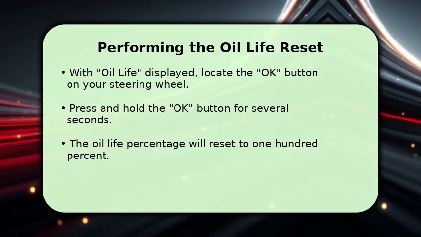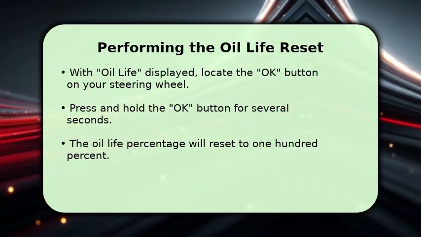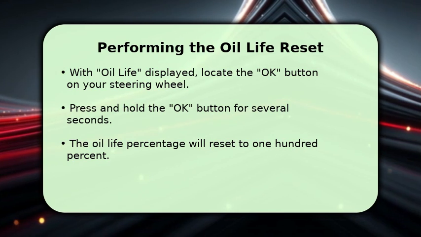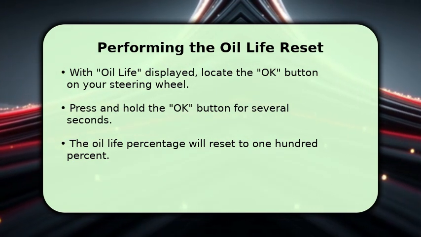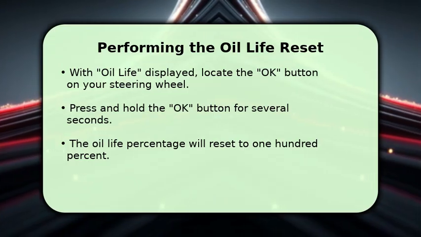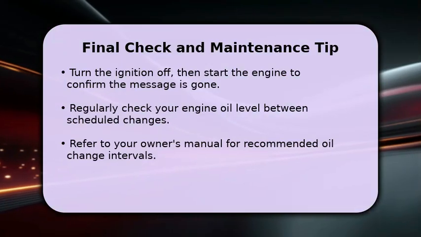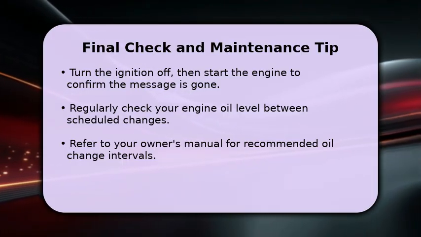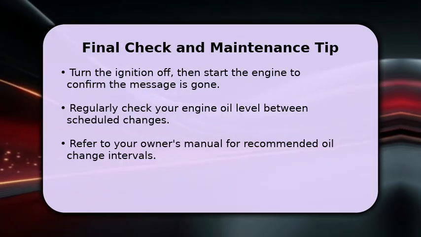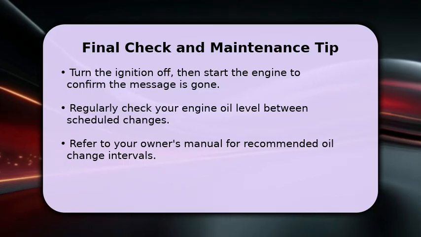You should see the oil life percentage on your display change, indicating that it has successfully reset to 100%. This confirms the system is ready to track your next oil change interval. After the reset, turn your vehicle's ignition completely off. Then, restart your Jeep Grand Cherokee to ensure the oil change required message no longer appears.